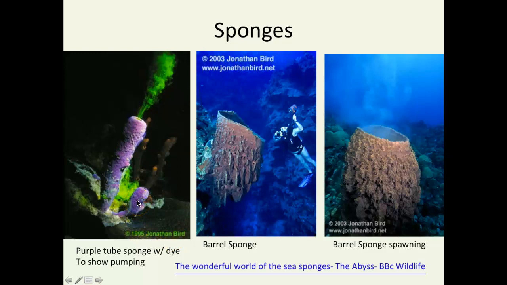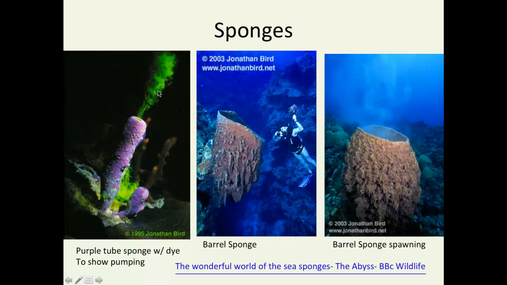So this is a very fluorescent green colored dye that's harmless. And the research scientist puts the dye around the sponge. The sponge sucks in the water that's now been colored with the dye, and you can see how the sponge just shoots out that water from the top, right? So it's a filtering organ.